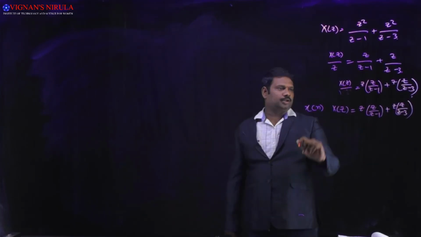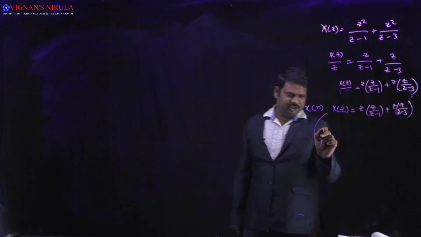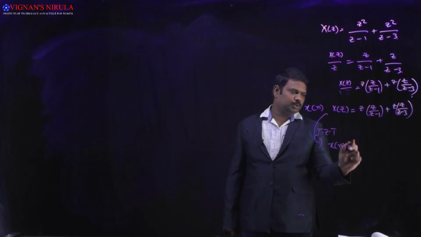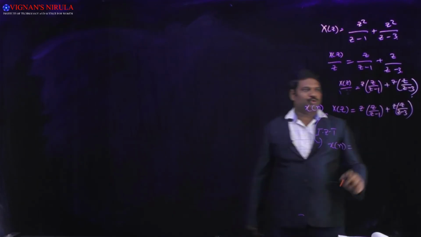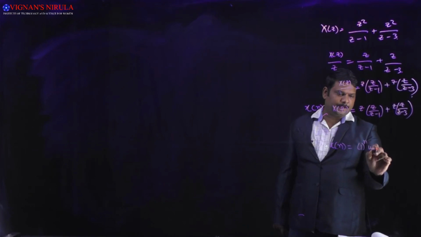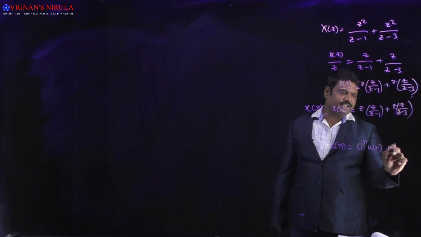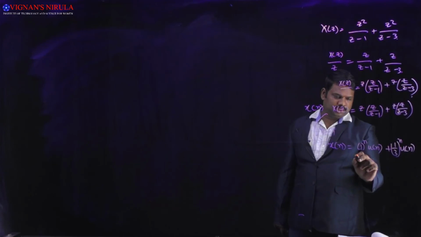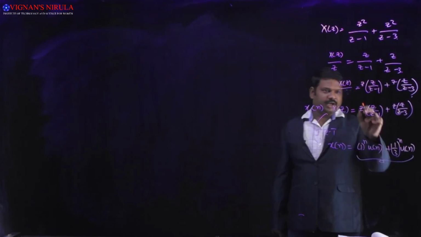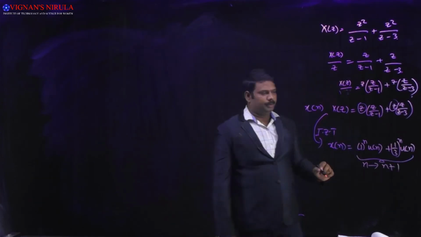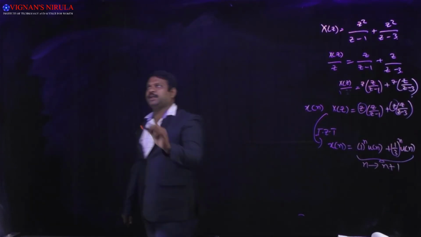Therefore, when we take the inverse z transform, x of n is equal to, we know the z transform of z by z minus 1 is 1 power n u of n. Similarly here also, z by z minus 3 gives 1 by 3 whole power n u of n. But for getting this particular z, the n will be shifted to n plus 1. Why? Because of the shifting property.